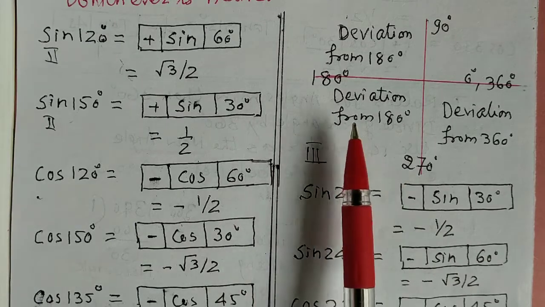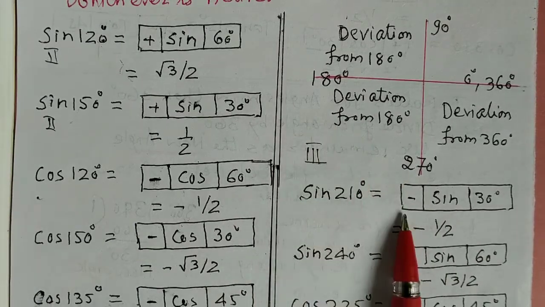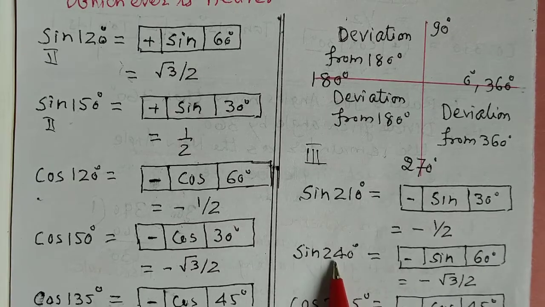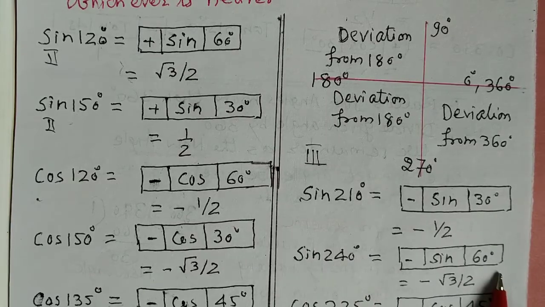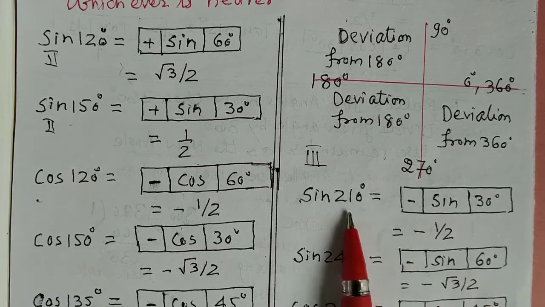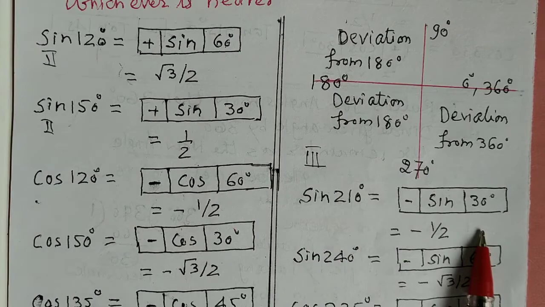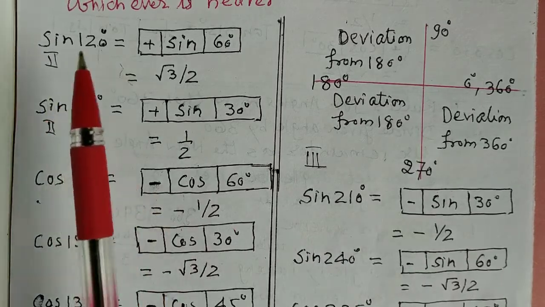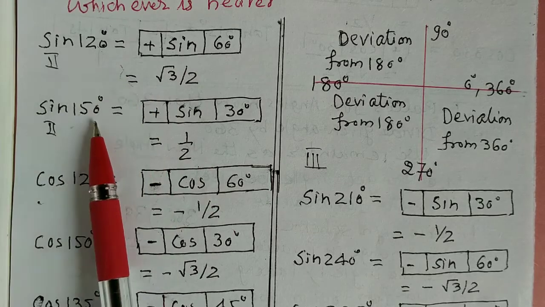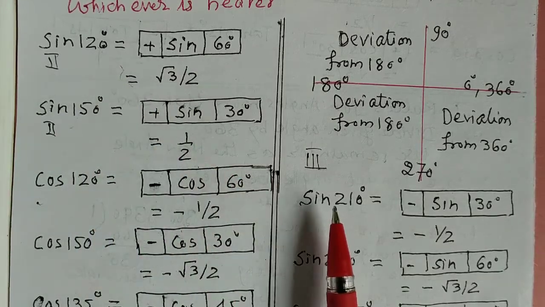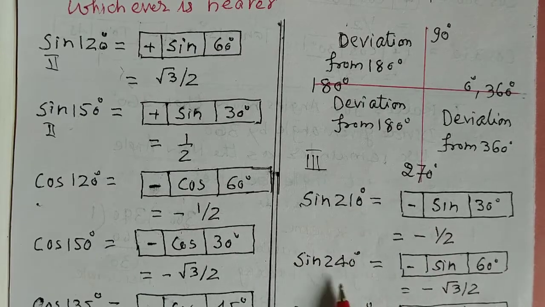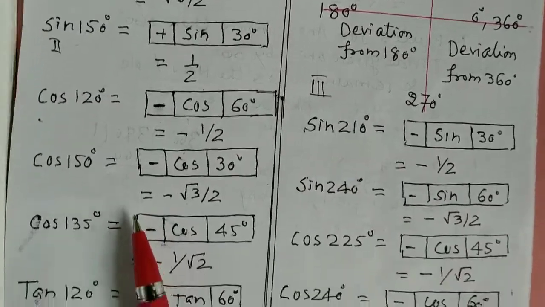Minus in this quadrant 10 is positive, so sign negative, again sign negative. The deviation of 240 from 180 will be 60. Subtract 180 and get 60, subtract 180 and get 30, and here subtract from 180: 180 minus 120 is 60, 180 minus 150 is 30, but here 210 minus 180 is 30, 240 minus 180 is 60.